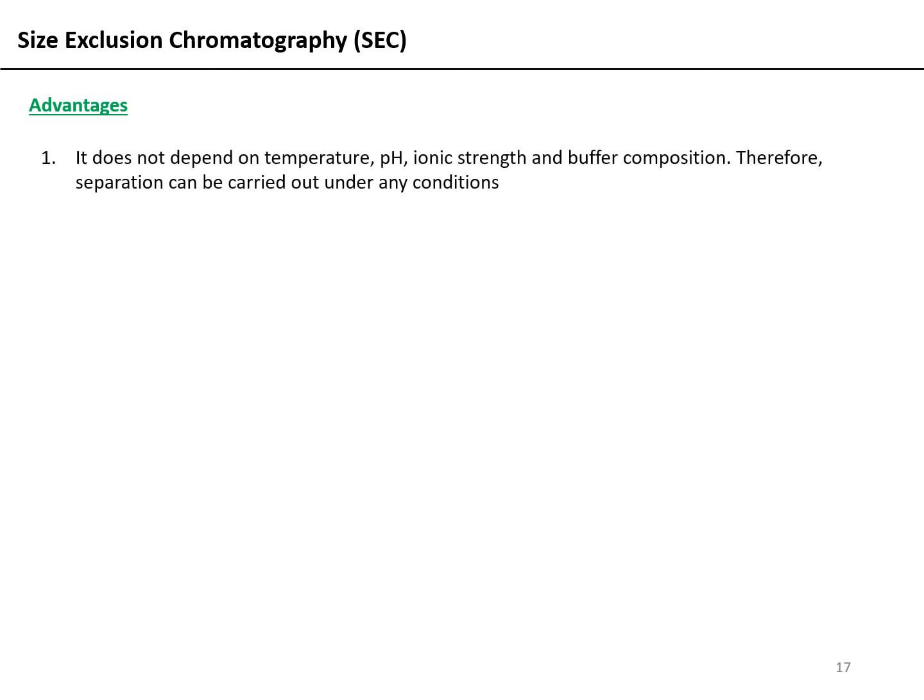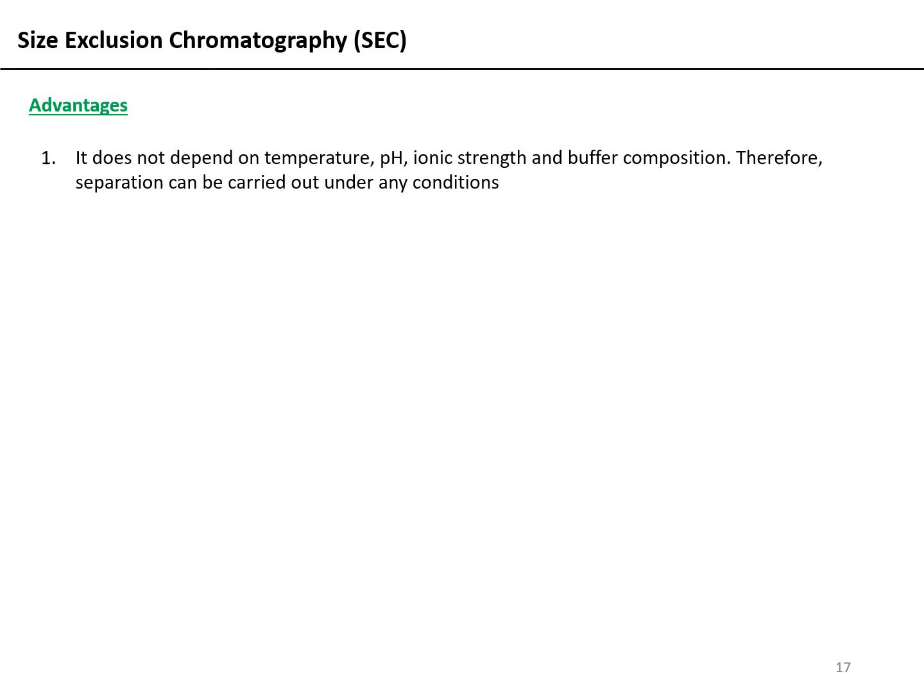Coming to the advantages of size exclusion chromatography, it does not depend on temperature, pH, ionic strength and buffer composition. It simply depends on the size of the protein. More importantly, not on the size but rather on the Stokes radius of the protein. That is, two proteins of the same size might differ in their compactness. The more compact protein will have longer retention time compared to the less compact protein of the same mass.